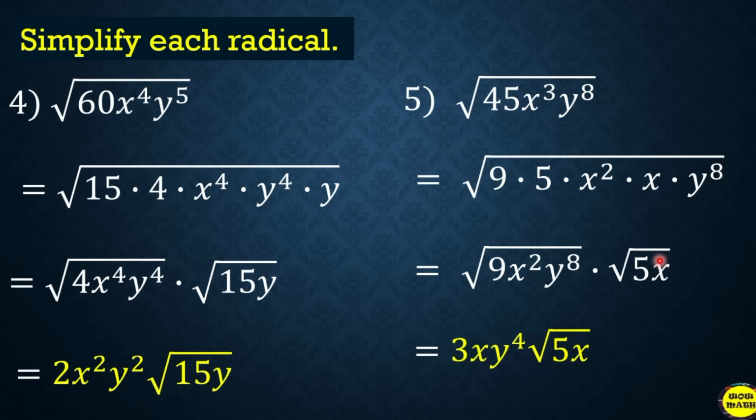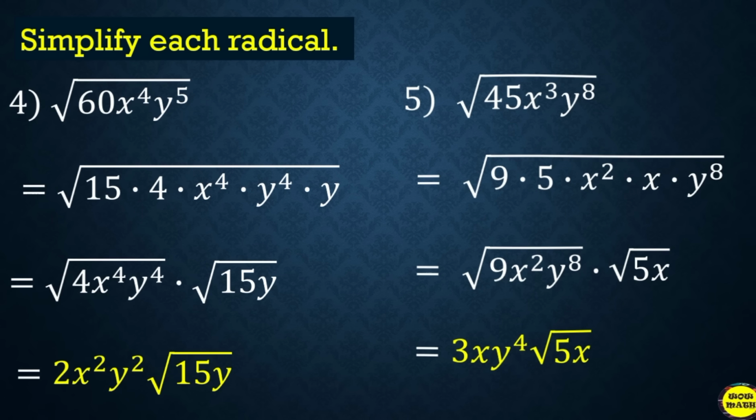So, therefore, the square root of 9 is 3. Square root of x squared, that is x. Square root of y to the 8th power is y to the 4th. Okay? And then, square root of 5x.